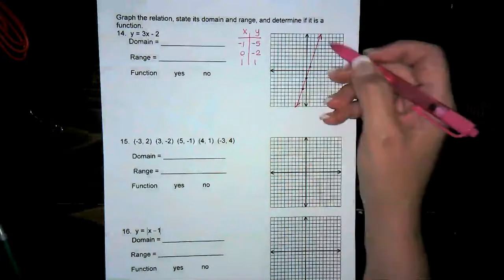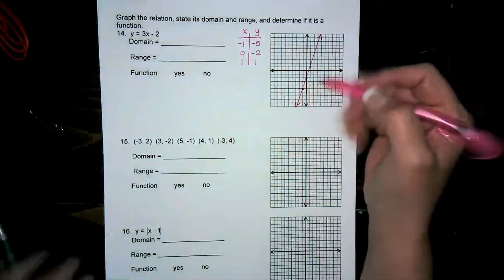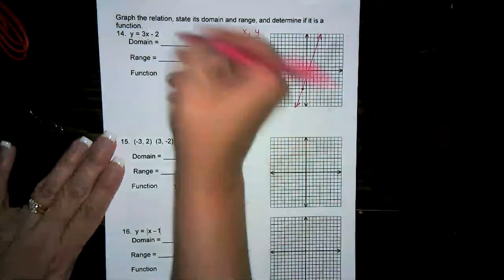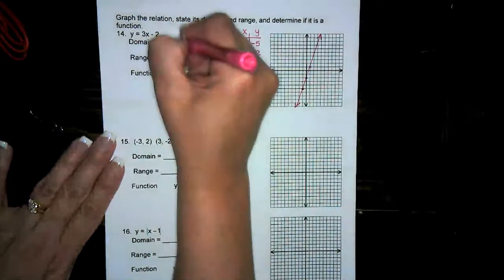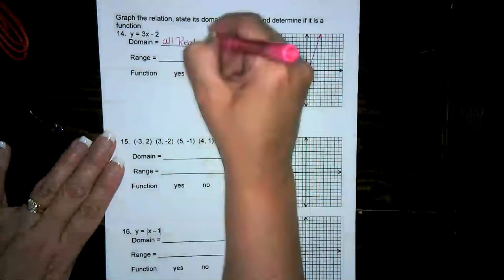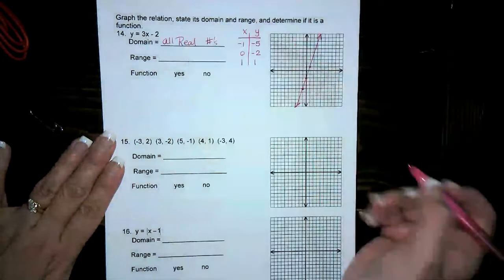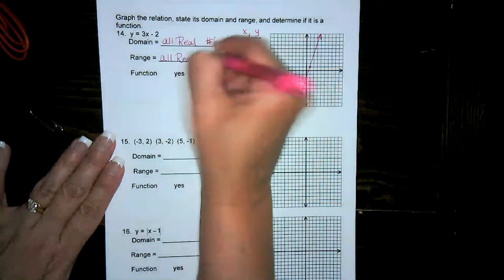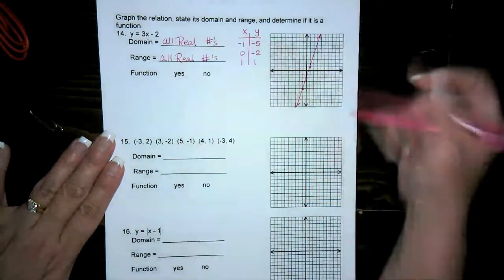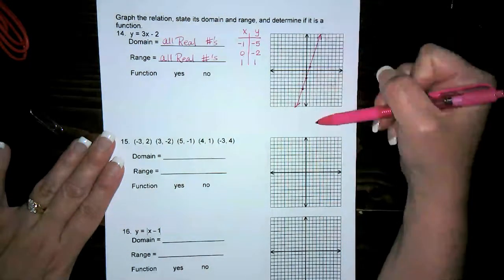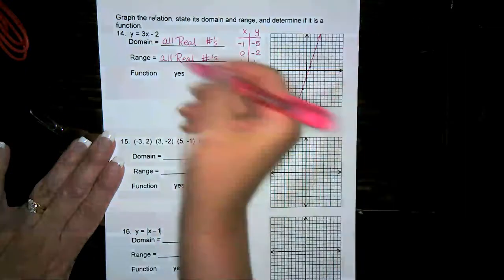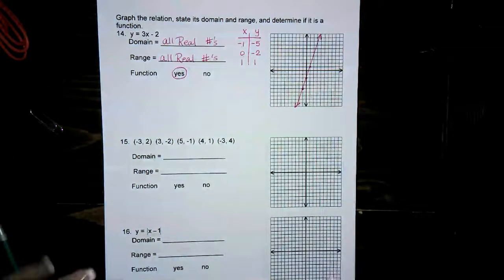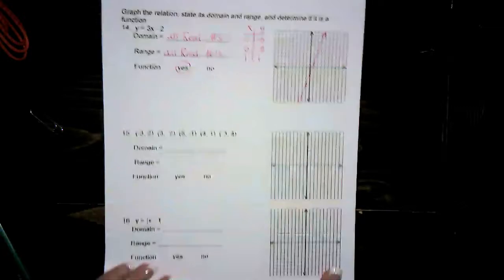Now we did an example like that with those arrows on the end to help us see that it continued going. And when it continues going in both directions, we remember that my domain is all real numbers. And my range is also all real numbers. And because I can draw a vertical line anywhere on this graph and only hit it once, then it is a function.